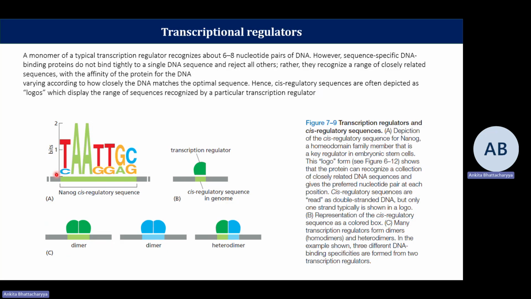Now, another question might come here. Why is it so important for that protein's binding sequence to be at least 6 to 8 base pairs of DNA? It is very similar to the concept that you use when you are designing primers for qPCR, or when you're not designing specific primers for qPCR and instead using random hexamers.